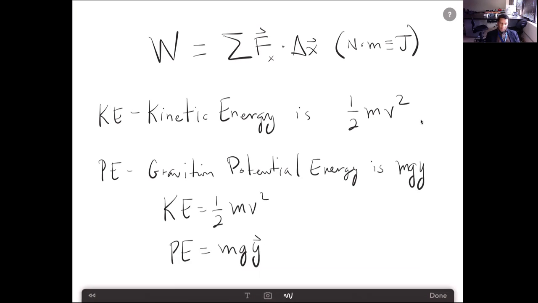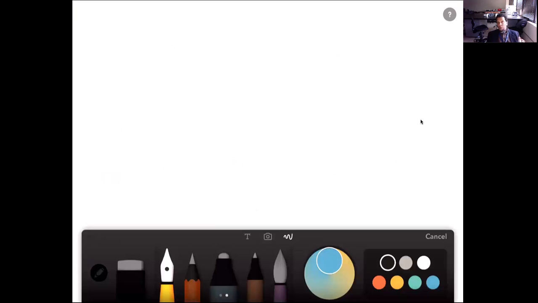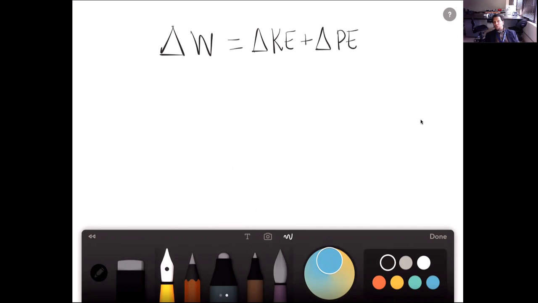Okay. Now there's a relationship between these two energies, and I mean, well, not only two energies, but work and energy. So we say that the work is equal to, or the change in work is equal to the change in kinetic energy plus the change in gravitational potential energy.